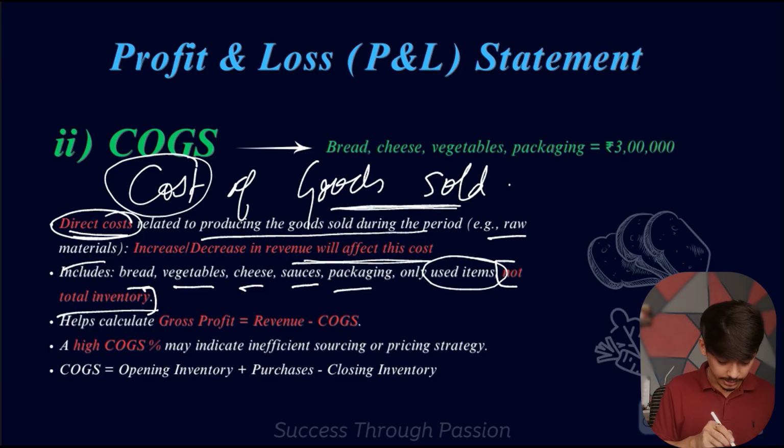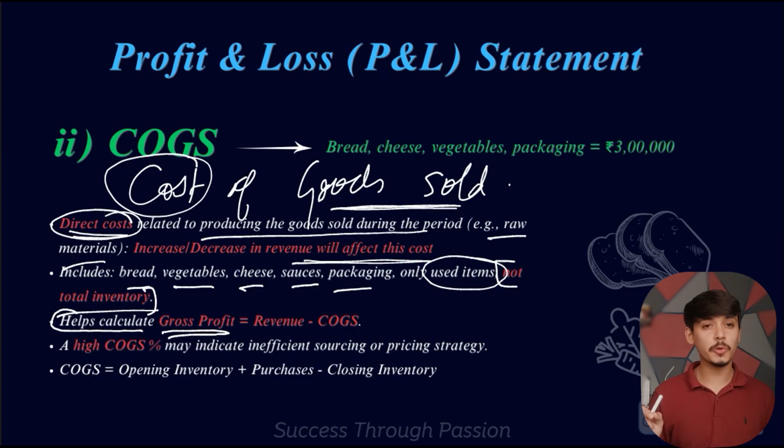The third point, COGS help calculate gross profit. So gross profit is also an important line item when we are understanding business at high level. So the formula of gross profit is revenue minus COGS. This we will understand when we plug in this.